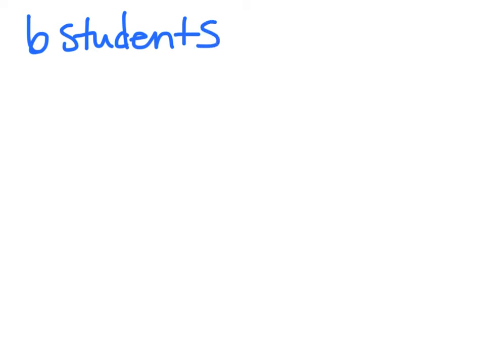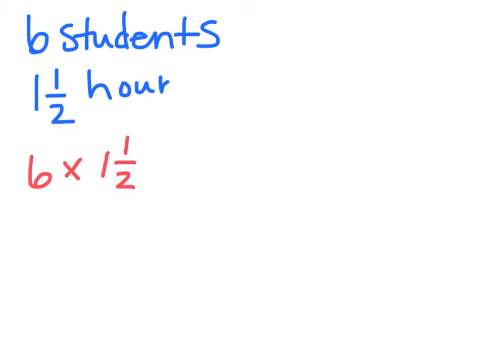Let's dive right into a problem. There are 6 students in a group. Each student works 1.5 hours on a project. What is the total amount of time that the students spent working on the project? To solve this, we want to take 6 times 1.5. We have 6 students who worked 1.5 hours each, so we have 6 groups of 1.5.